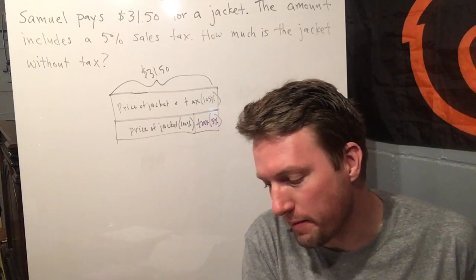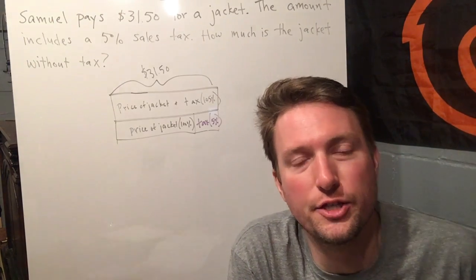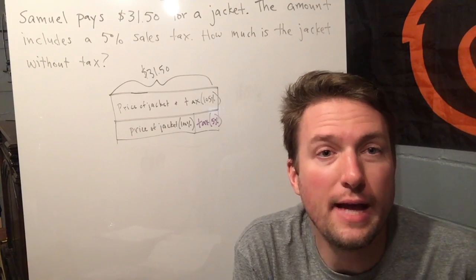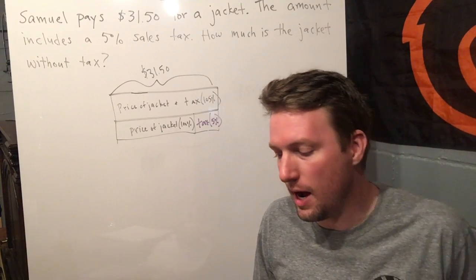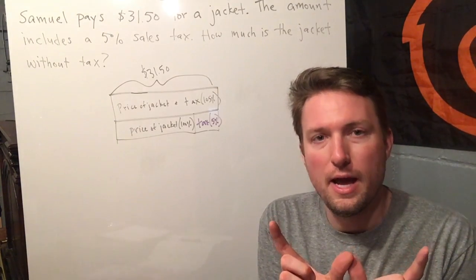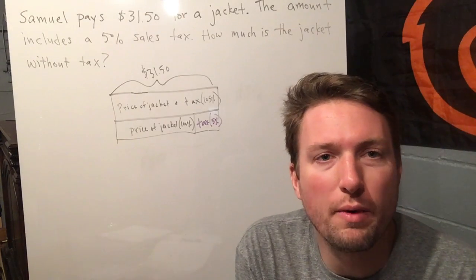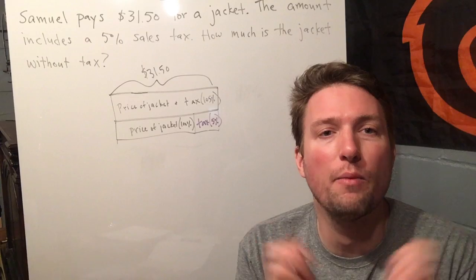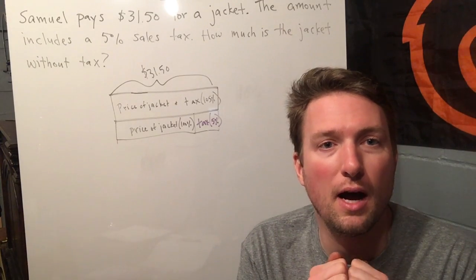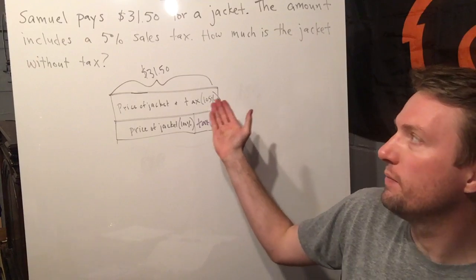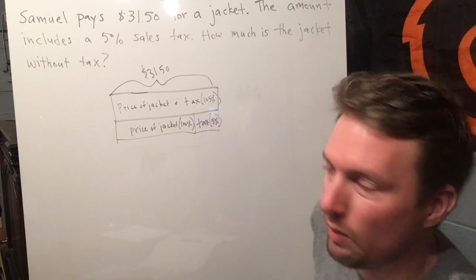Last week, we were talking about problem solving with proportional relationships, and we're going to continue to talk about that again today. Last week, we took the parts and figured out the whole. Today, we know the whole, and we're going to figure out the different amounts for the parts. So, in this problem, we have a gentleman named Samuel.